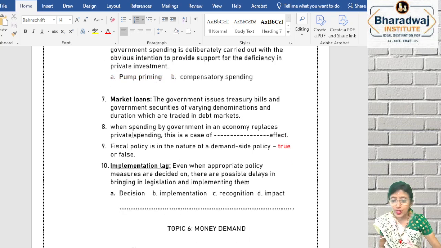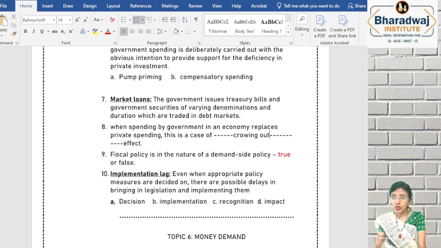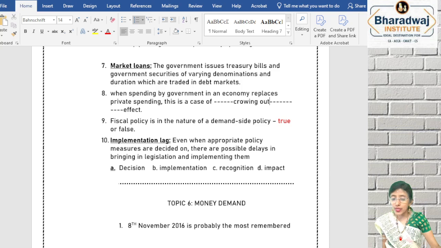Okay. Then next one, market loans. How many of you were able to give that? I gave you the clue now whenever they give the term treasury bills. Particularly when they want to do some infrastructure projects, market loans are floated. Then when spending by the government in an economy replaces private spending, the answer is crowding out effect. Did you write that? Fiscal policy is a demand side policy? Yes, we saw that.